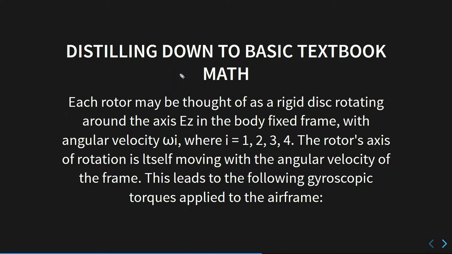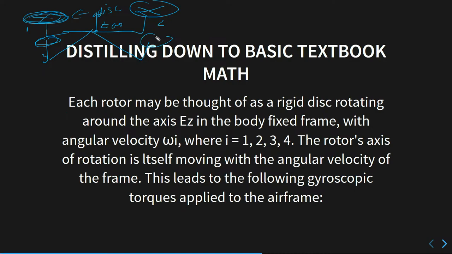So across the z-axis, what I'm trying to do over here is each rotor may be thought of as a rigid disk. So each rotor over here, if I draw this, is basically a disk. Okay. And around this Ez axis in the body fixed frame. So if this is a quadcopter, if I draw this, this is also another disk. And this is the Z axis. And each one has an angular velocity of, say, this is 1, this is 2, and then you'll have 3 and 4. If I draw another one like this, and another one like this.